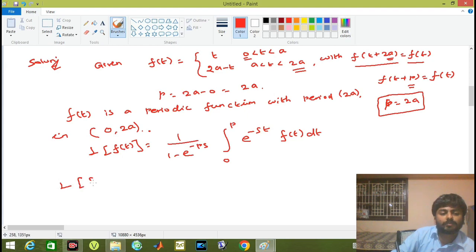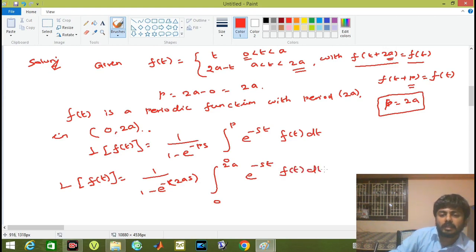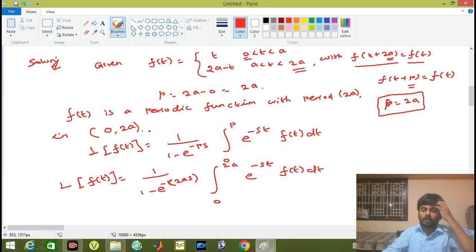Our L of f of t will become 1 by 1 minus e power of, what is p? P is 2a, so e power minus 2as, integral 0 to, what is the period? Period is 2a, 0 to 2a, into e power of minus st into f of t dt.